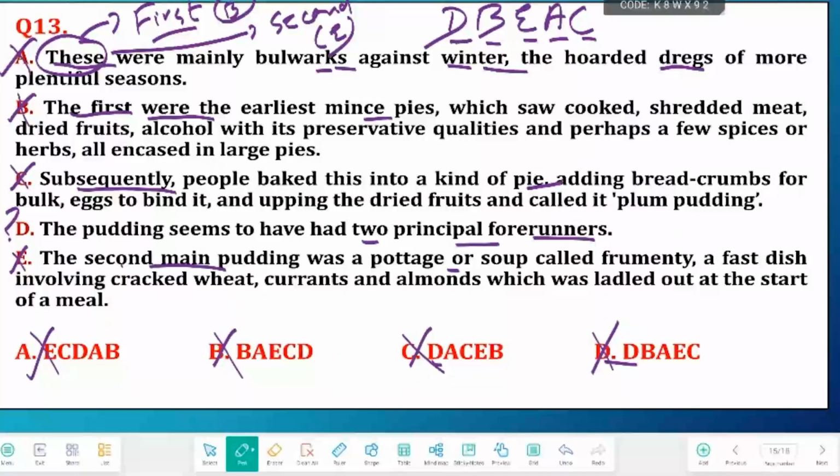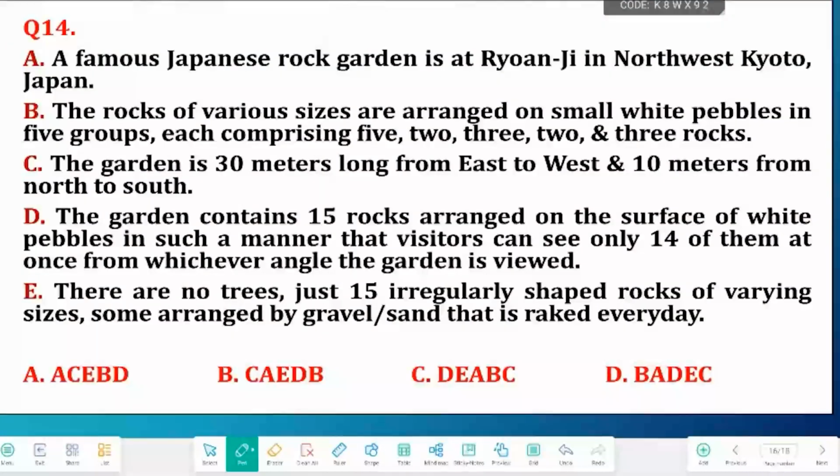Okay, assuming that you have got this right, let's move ahead to our next parajumble. Again, a 5 statement. I'll read all the statements for you once. A: A famous Japanese rock garden is at Ryoanji in Northwest Kyoto, Japan. B: The rocks of various sizes are arranged on small white pebbles in 5 groups, each comprising 5, 2, 3, 2, and 3 rocks.